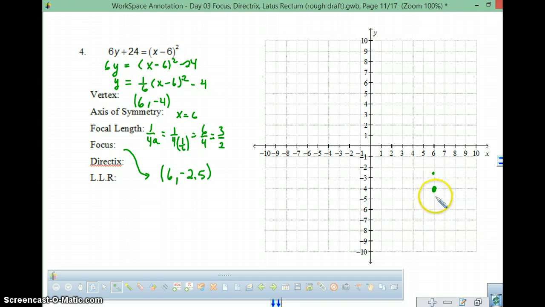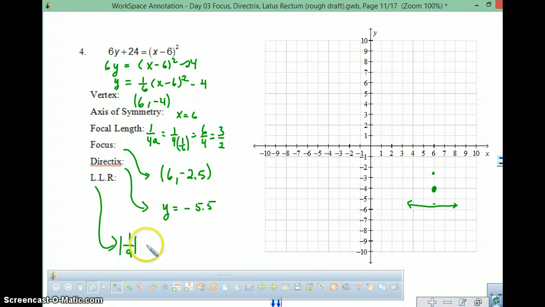Okay. Well, the directrix is going to be the same length on the other side. So this should be the directrix right here. And I know this is opening up. The focus is always on the inside of the parabola. The directrix is behind it. The equation of the directrix would be y equals -5.5. The length of the latus rectum is 1 over a, absolute value of.